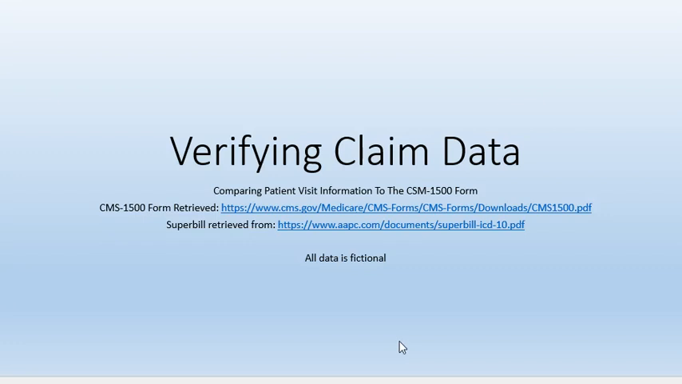Before we get started, we want you to understand where these forms came from. These are sample forms which have been modified using Adobe Acrobat to add some data just for the purposes of the discussion. You can see the form 1500, CMS 1500 from the CMS website here, and a sample super bill was retrieved from the American Academy of Professional Coders right here.